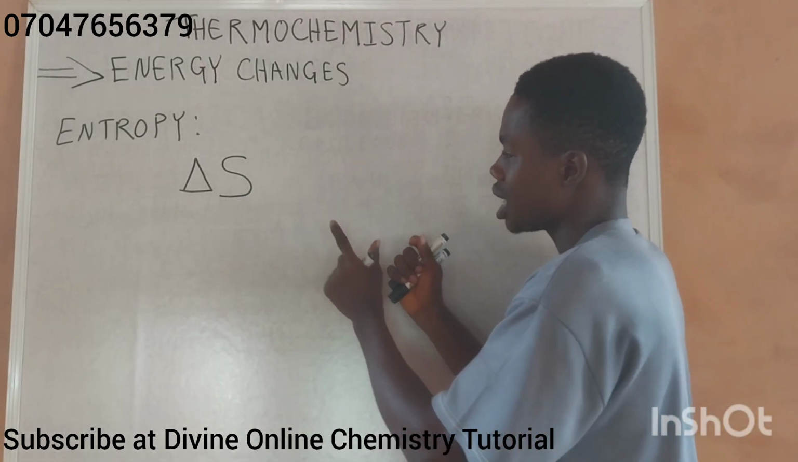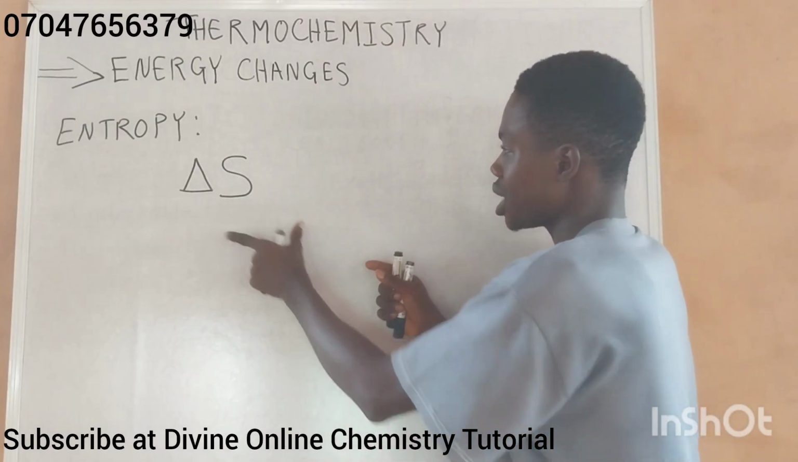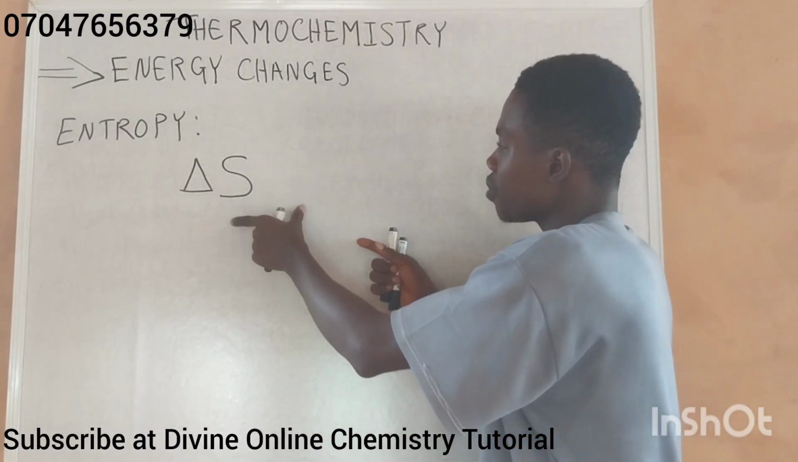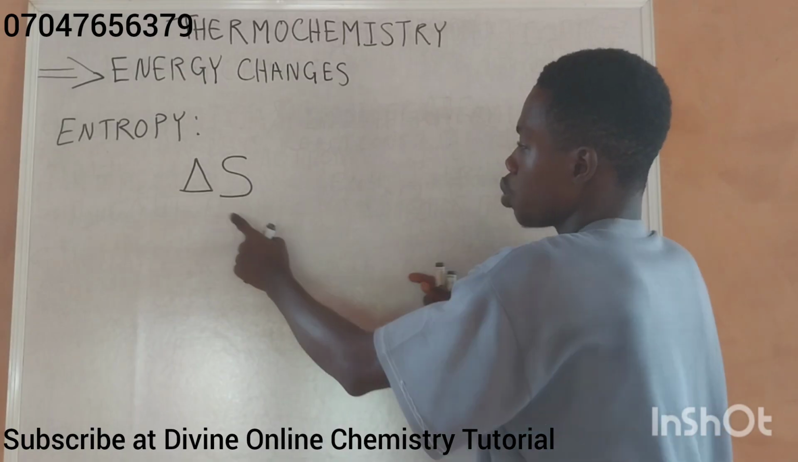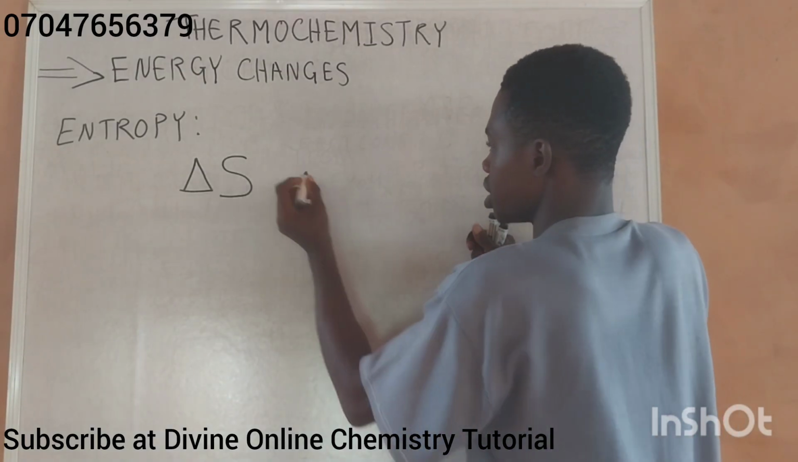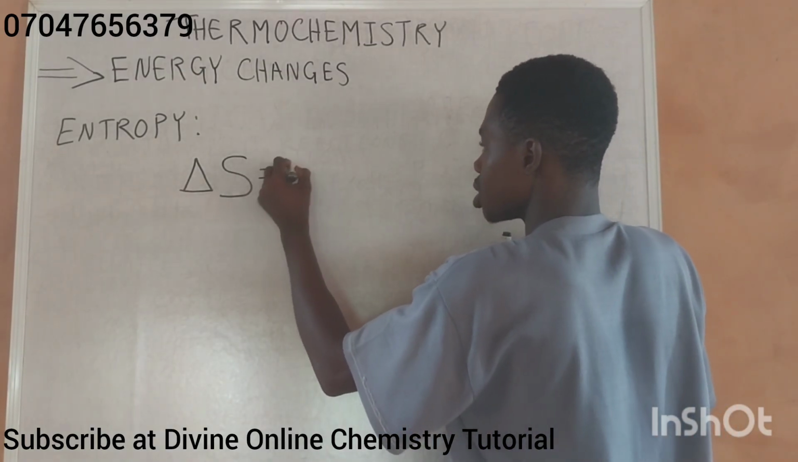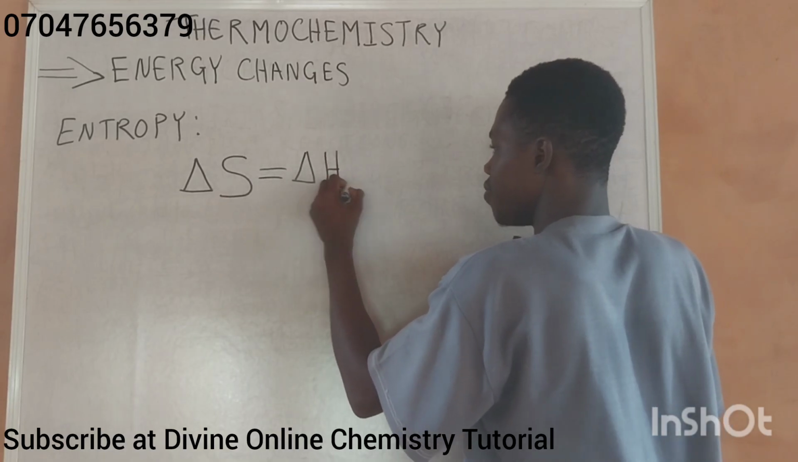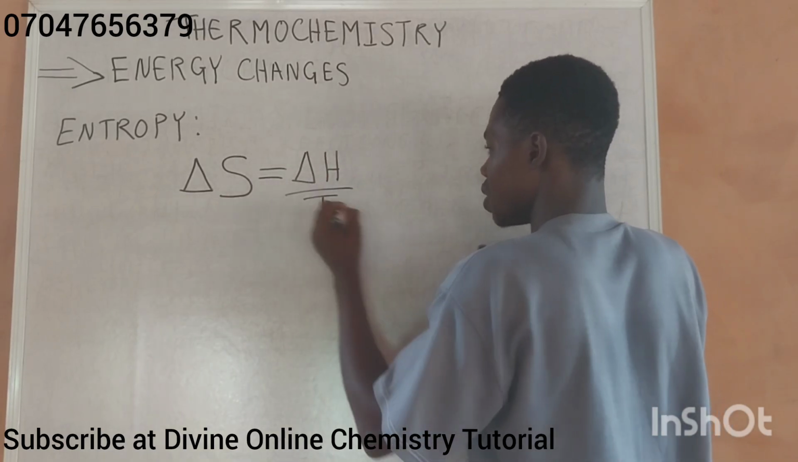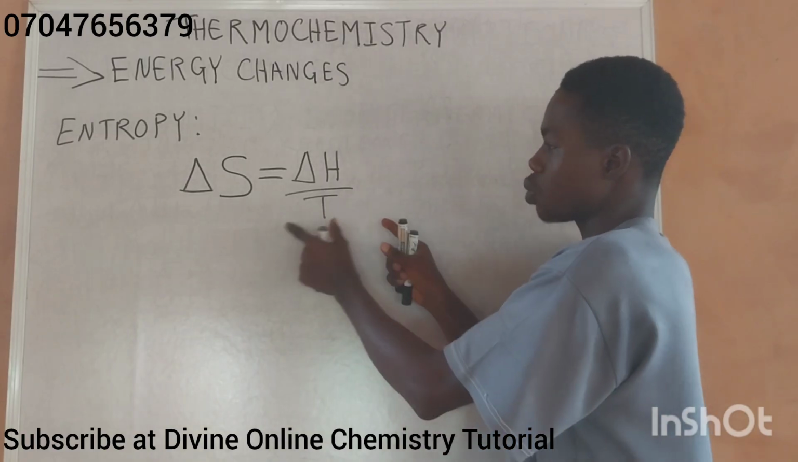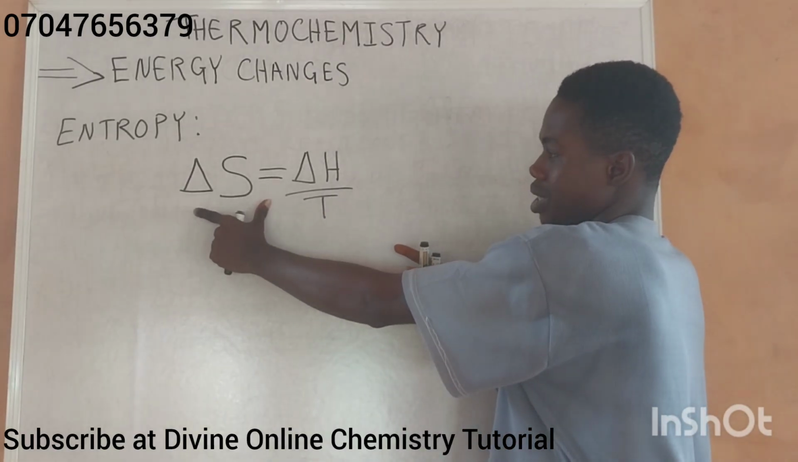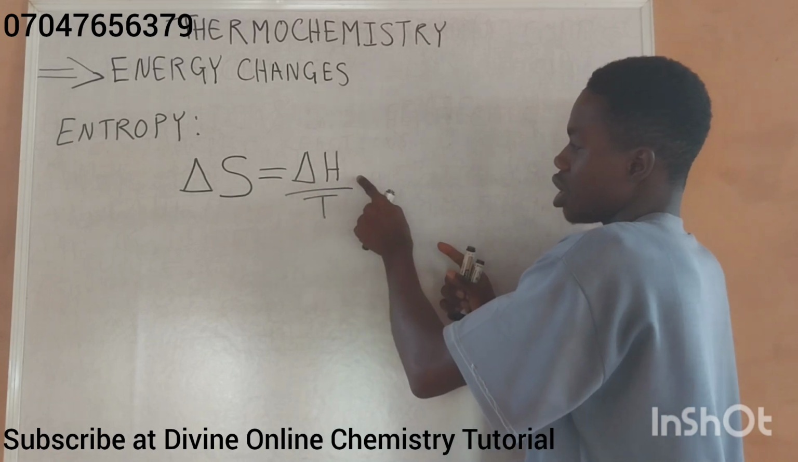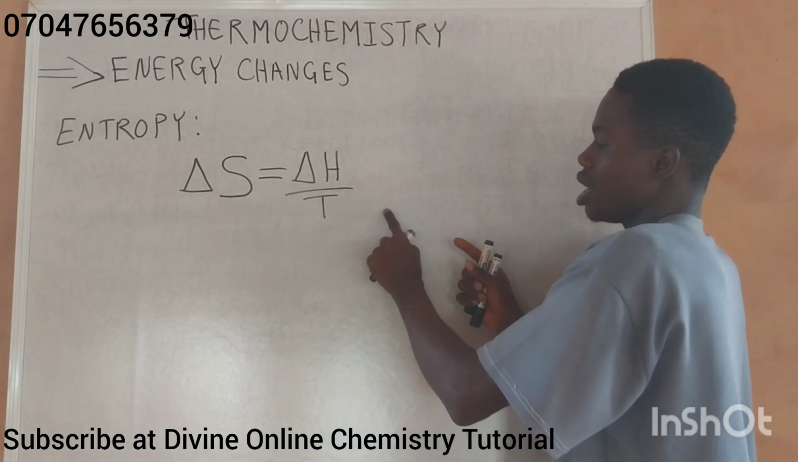Now, there's an important formula for calculating entropy, because entropy can be calculated. The formula is delta S is equal to delta H divided by T. With this formula, we can calculate change in entropy. So change in entropy, which is delta S, is equal to delta H, which is known as heat content, divided by temperature.